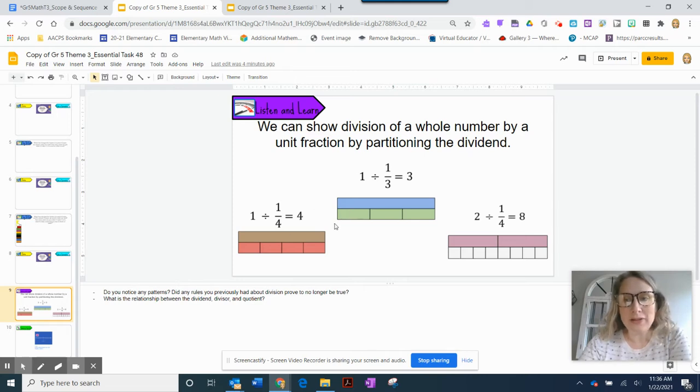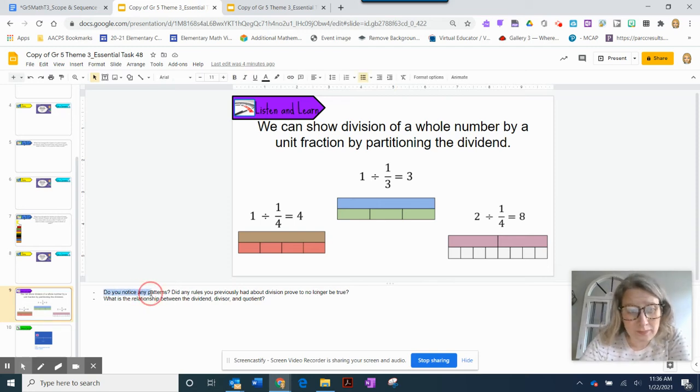And when we're thinking about those Cuisenaire rods, we're really thinking about how the size of our whole may change. So you'll notice that these wholes are defined here in different color rods. So we're going to have to think flexibly when we are looking at these. And we're also really going to notice, are there any patterns? And are any rules that you previously learned about division no longer true, right?